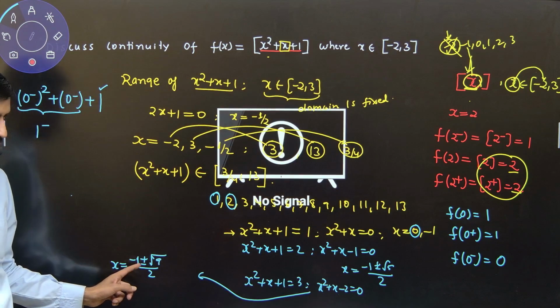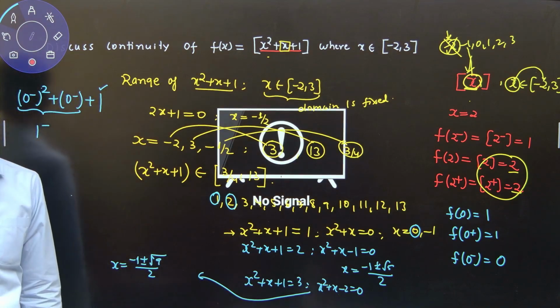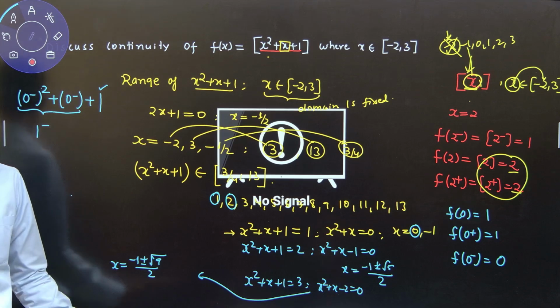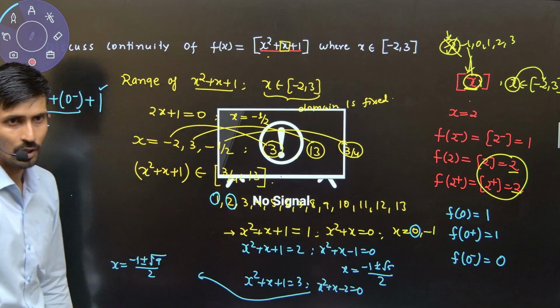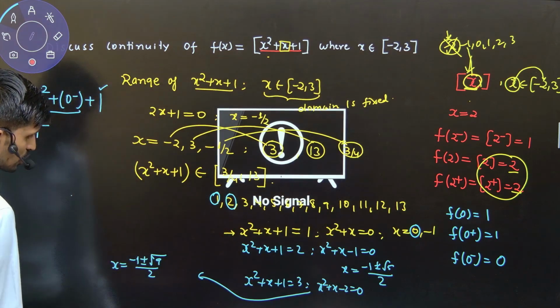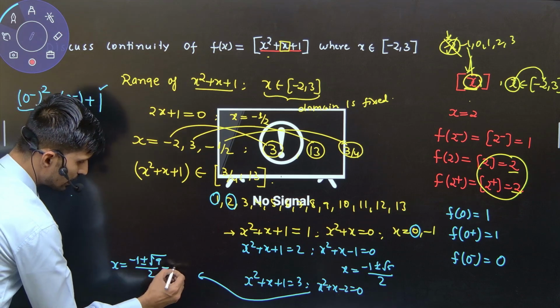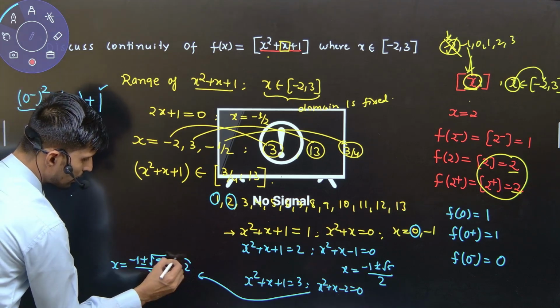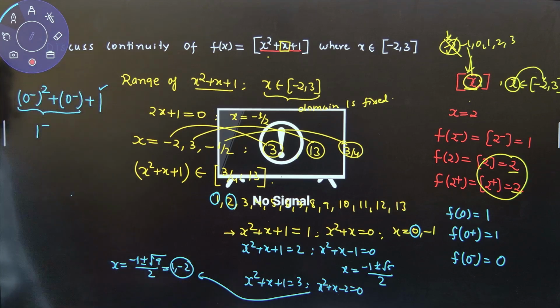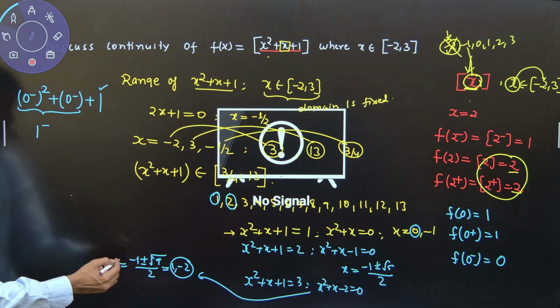Now minus 1 minus 3 is minus 4, minus 4 by 2 is minus 2. And minus 2 will also count. So here we are getting 1 comma minus 2. Understood?